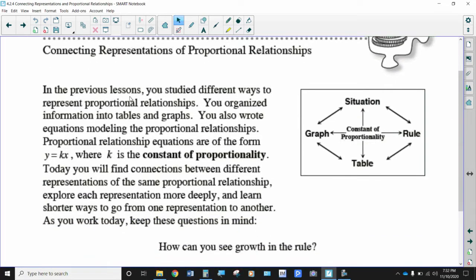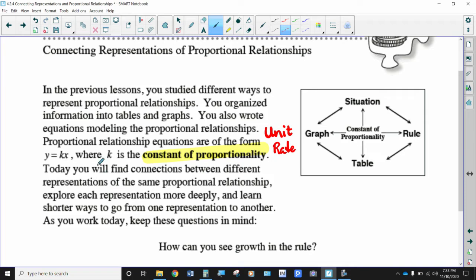You might as well. In the previous lessons, you studied different ways to represent proportional relationships. You organized information into tables and graphs. You also wrote equations modeling proportional relationships. Proportional relationship equations are in the form y equals kx, where k is called the constant of proportionality, but I also want us to think of it as the unit rate.